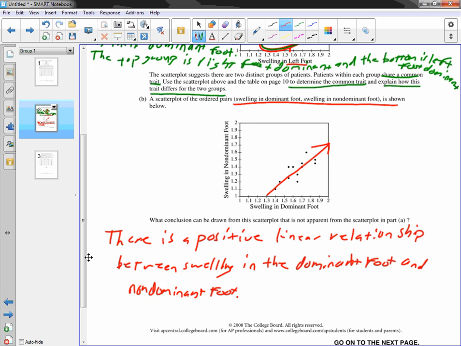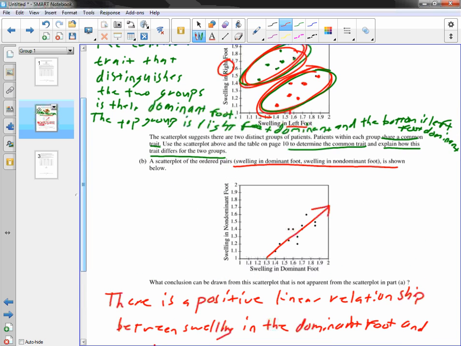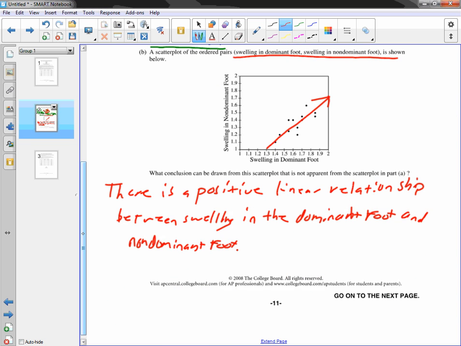Okay, so before, there didn't really look like there was much of a pattern between the two. You can see these seem to be pretty randomly distributed whenever they did it based off of left foot and right foot. But now when they switch it to dominant foot and non-dominant foot, it takes on this kind of linear pattern here. And so what you can see is that there is a relationship between the two. You could call it a positive relationship. You could say that as swelling in the dominant foot increases, so does swelling in the non-dominant foot. That would have been perfectly fine. But one of the main things that we're dealing with here is that there is a relationship between those two. And that's probably where I would have left it.